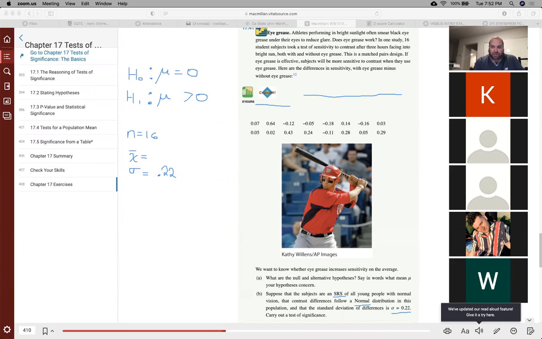Someone had added them up and divided. What was the number that we got? 0.0103 or something? 0.1013. And the question is, is this a statistically significant result? Is it far enough away from 0 given my sigma and n? So I will reject or not reject the null hypothesis.